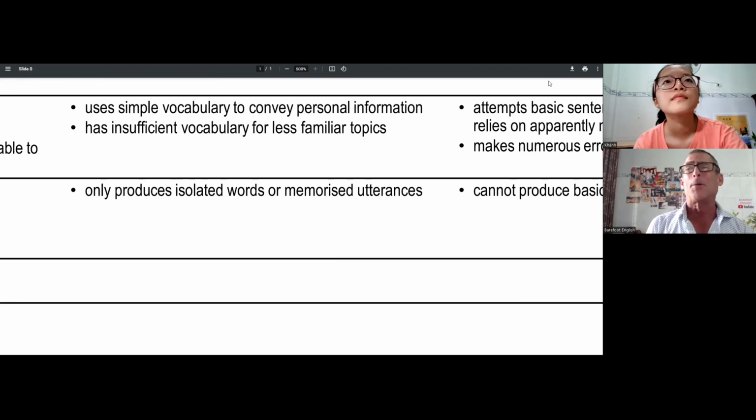One of the great examples that we get a lot from Vietnamese students is if I ask, do you have a big family? And the answer is, there are 4 people in my family: my mother, my father, my brother, and me. That is a memorized utterance. Almost without fail, every single student gives that answer. The problem is, I didn't ask that question. I asked, do you have a big family?